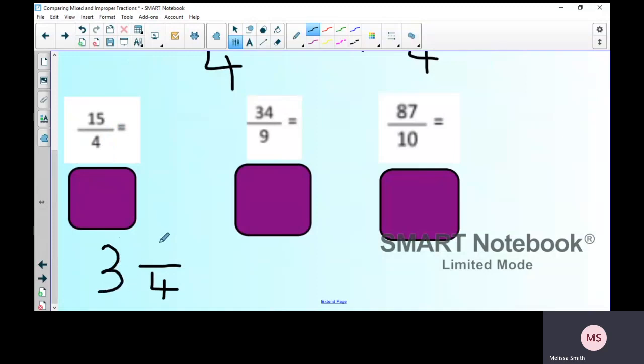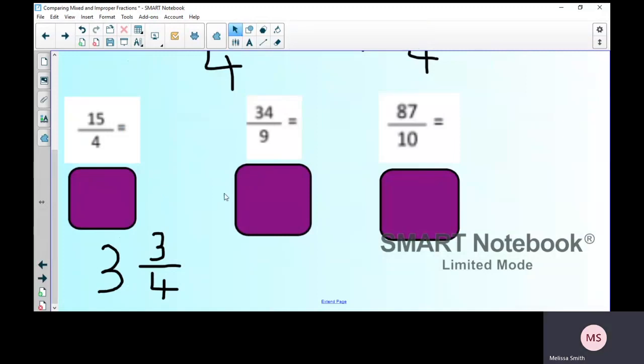And my final step is my remainder. What's left over? Well, 3 times 4 is 12. To get me to 15, I have to add another 3. And there we go. We have 3 3/4, which we would say is equivalent to 15/4.